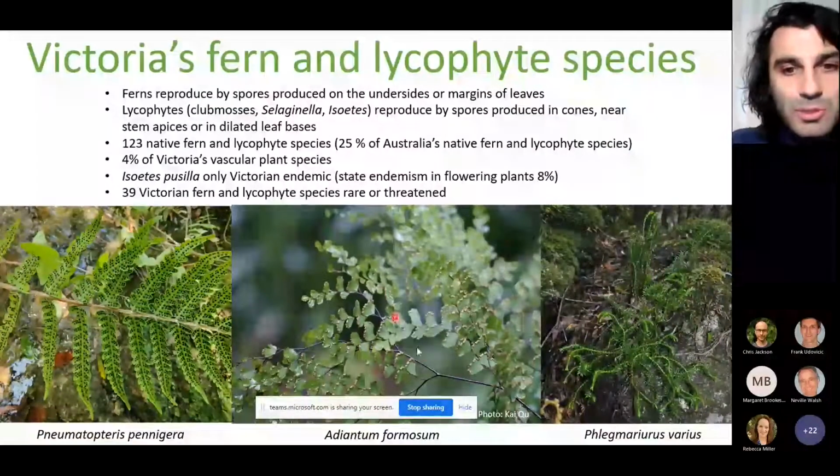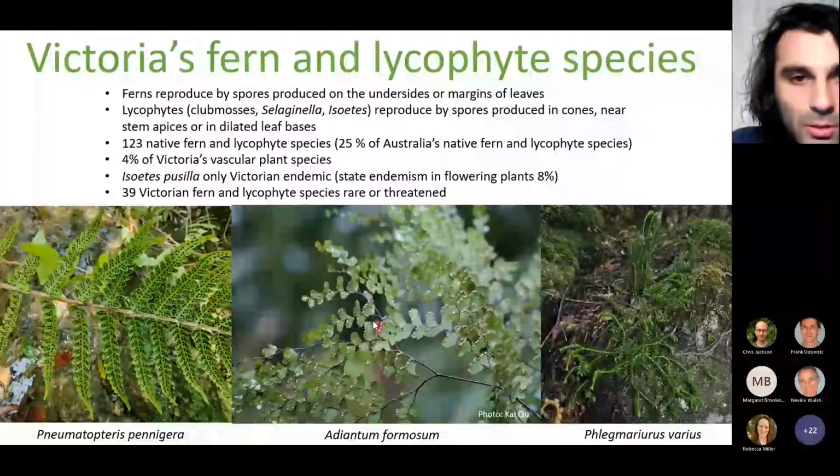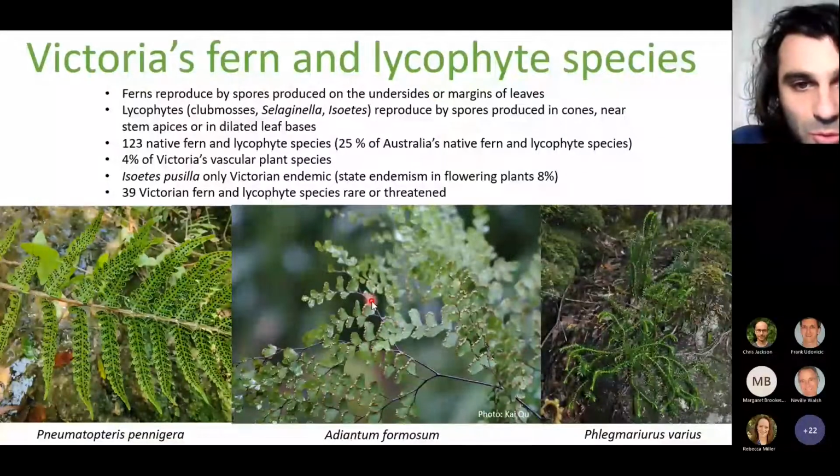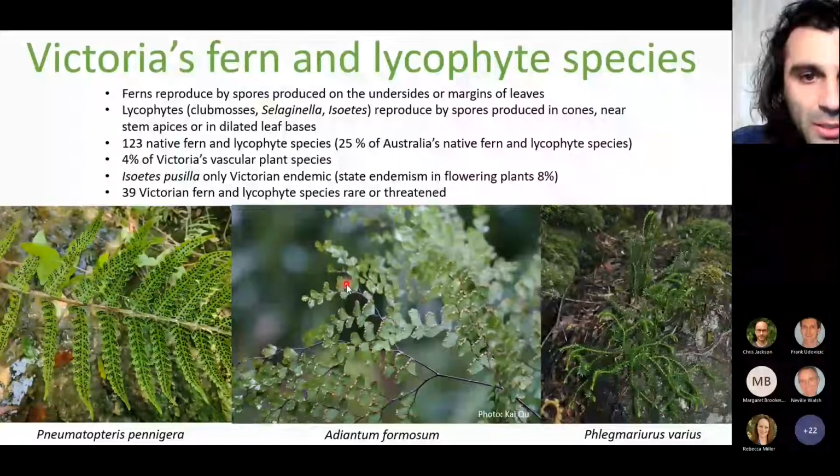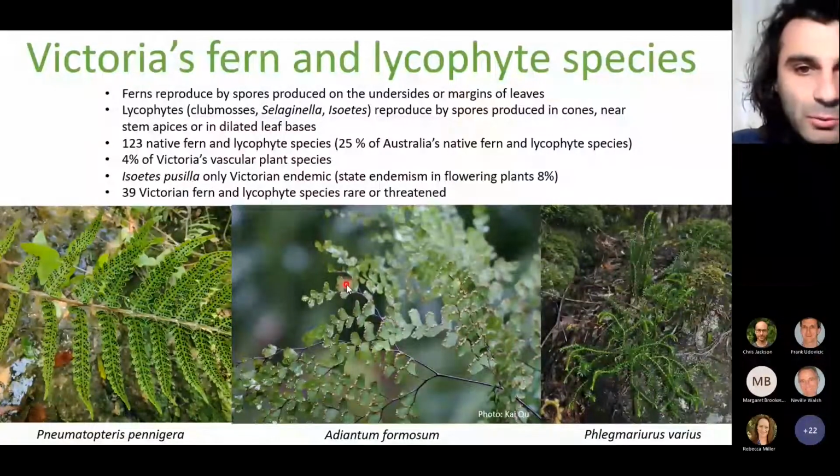In this fern species here, the spores are produced on the margins of the leaves. So these little brown bits right on the edges of the leaves there are parts of the leaves that become folded over to protect those aggregations of spore capsules.